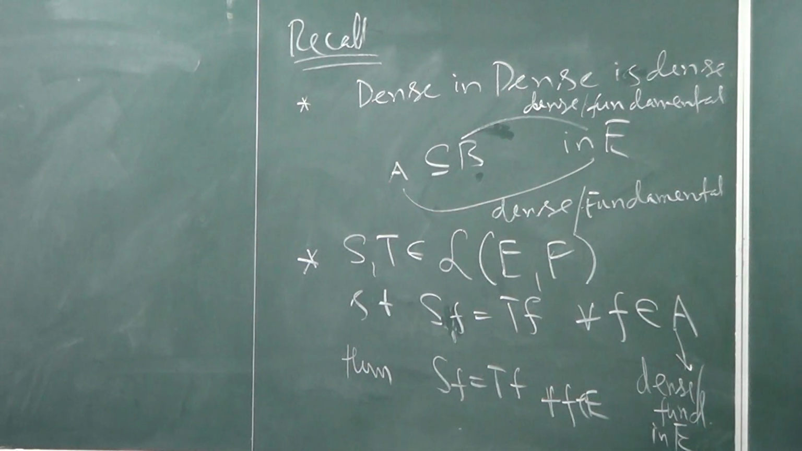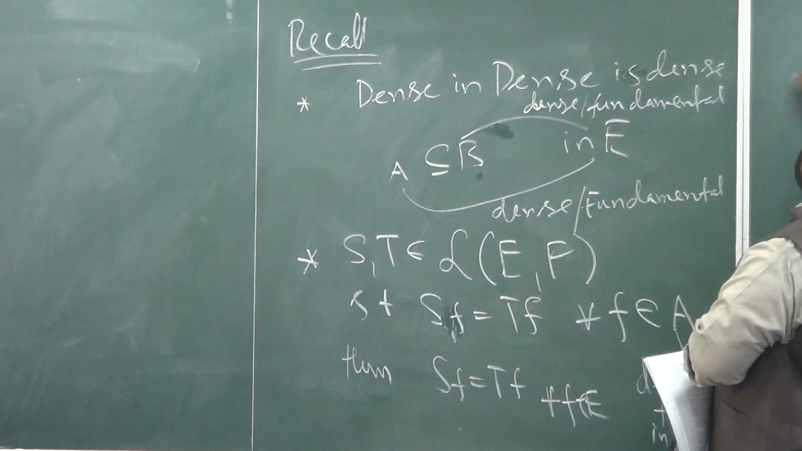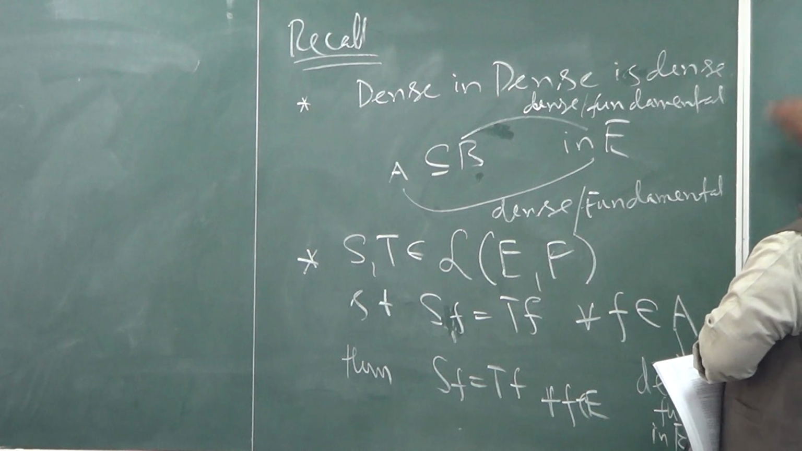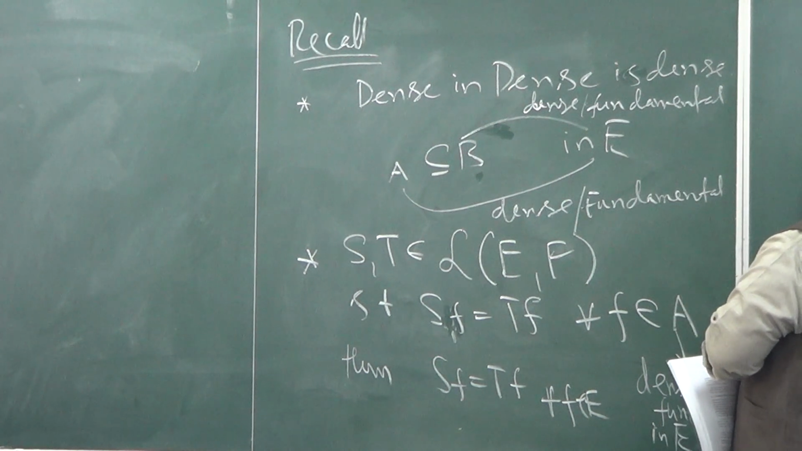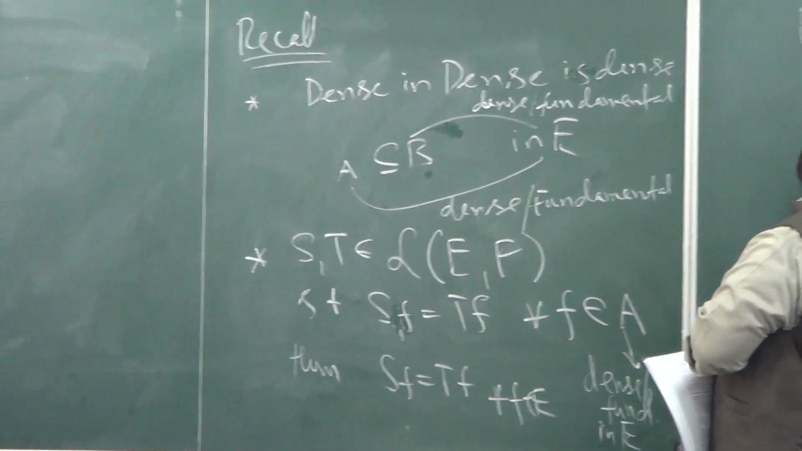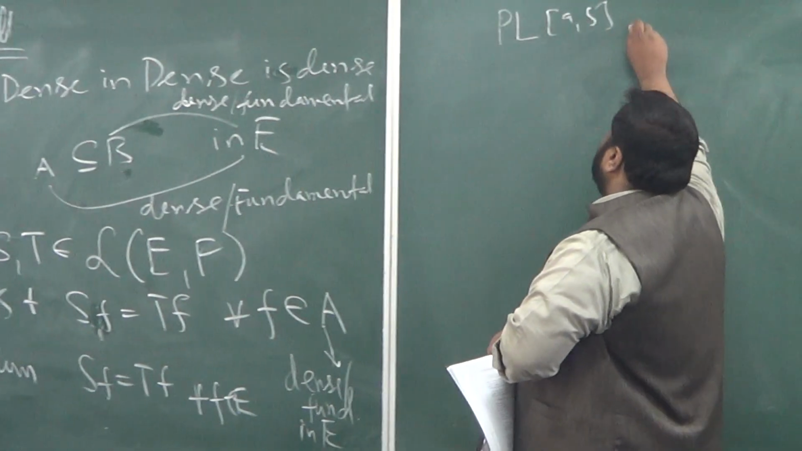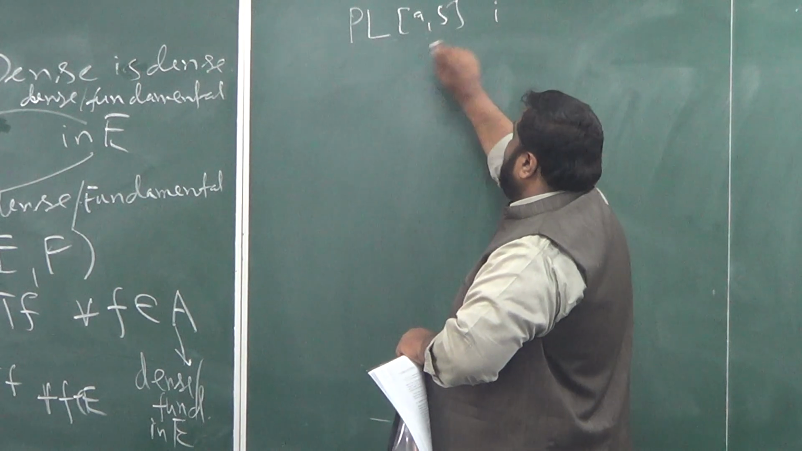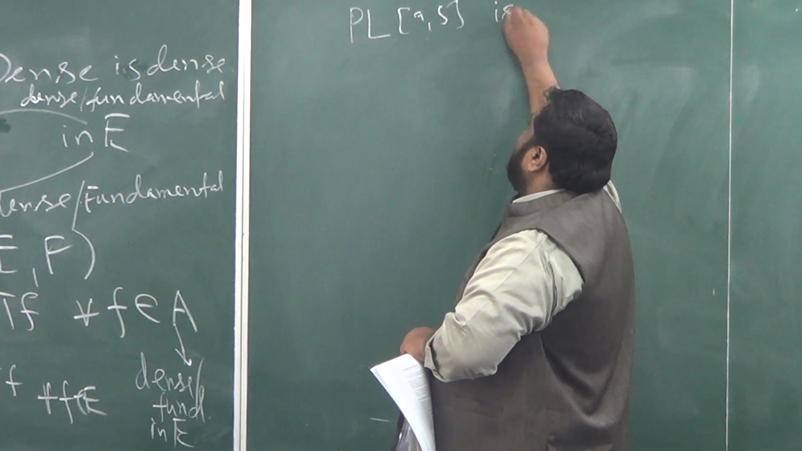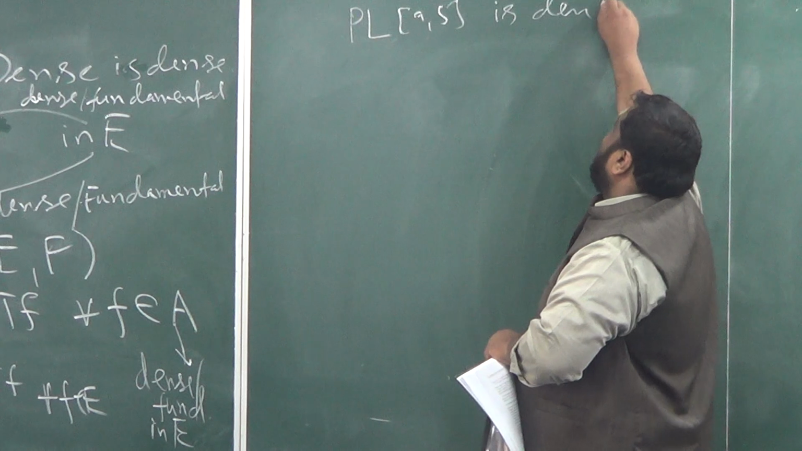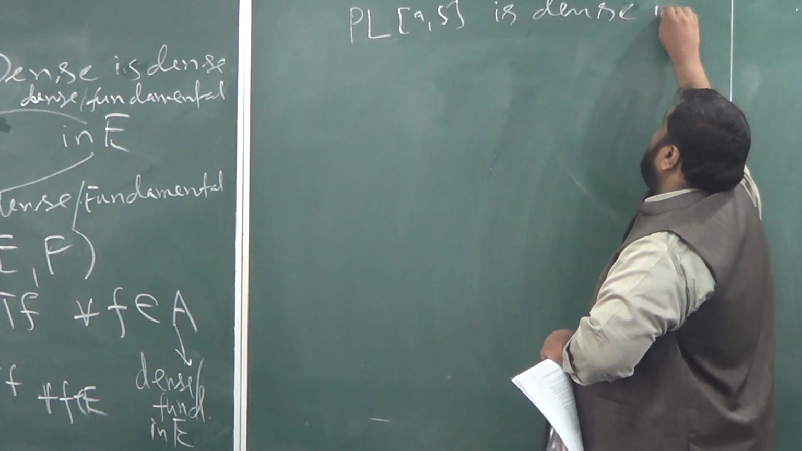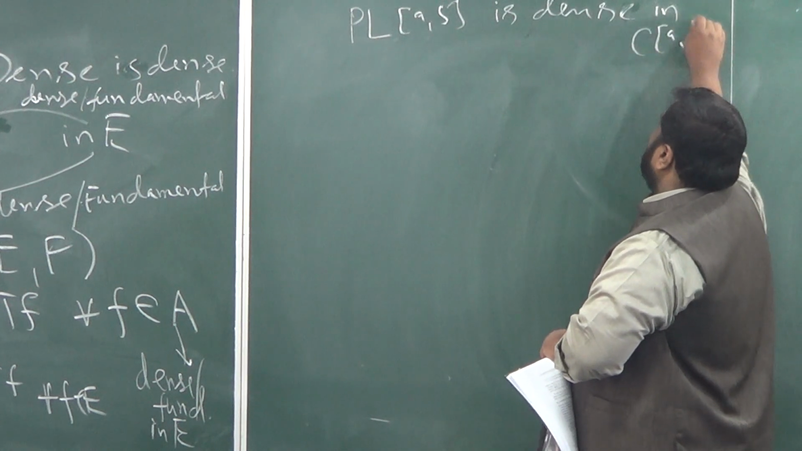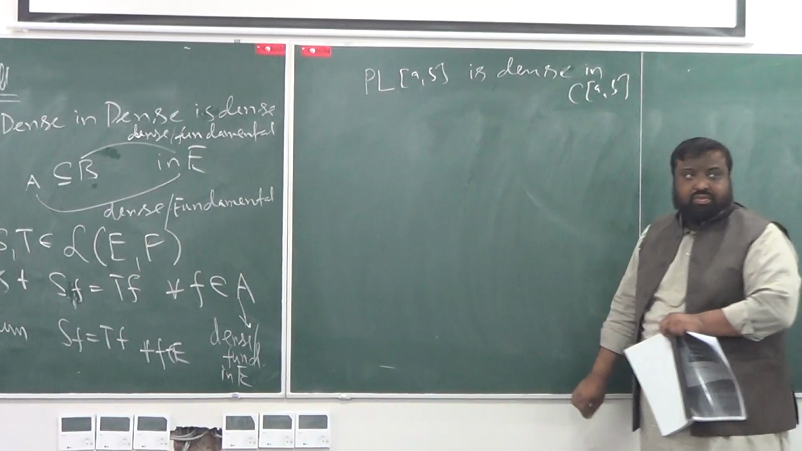Then we proved a version of Weierstrass theorem, which in simple language said that the space of all polynomials on the interval A to B is dense in C.